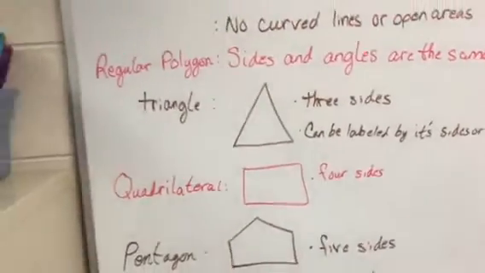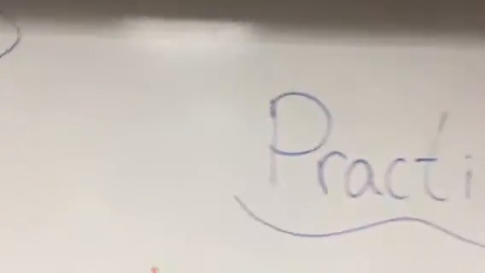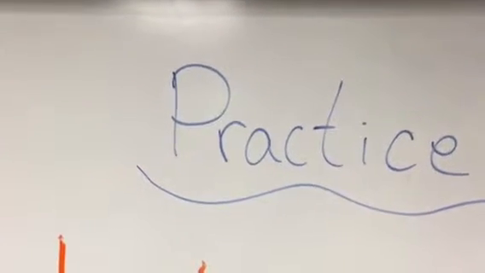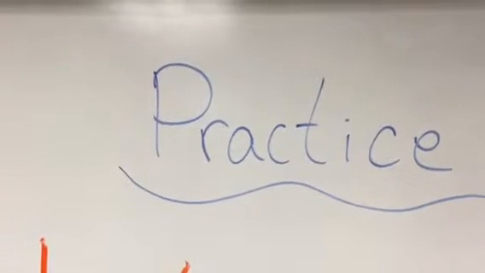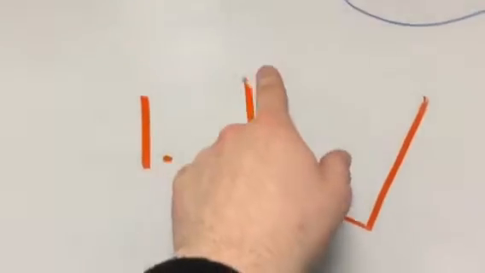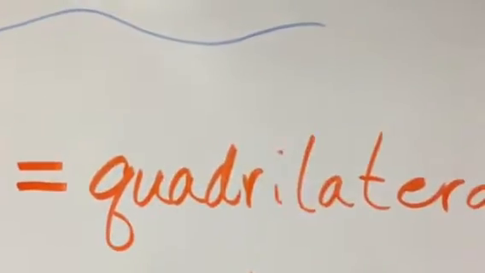Let's look at our practice. In our practice, we're trying to identify: is it a polygon? And is it a regular polygon? So first, let's see this one. Let's pretend like I didn't erase that and it had the line that went across here. Is it a polygon? Sure. And what would we call that polygon? Well, since it has 1, 2, 3, 4 sides, we would call it a quadrilateral.